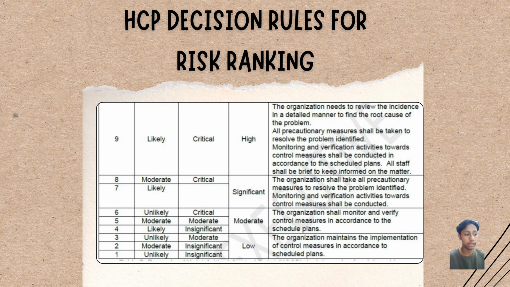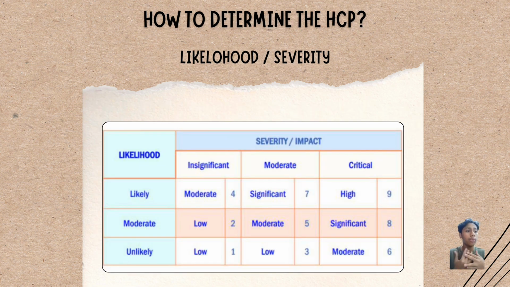Monitoring and verification activities toward control measures should be conducted in accordance with the scheduled plan, and all staff should be briefed to keep informed on the matter. So next we are going through how to determine the HCP, likelihood or severity. So you can see the likelihood and also the severity impact.